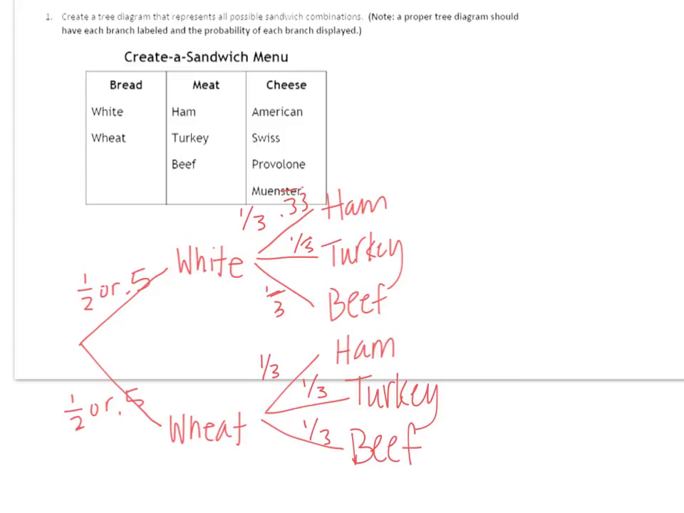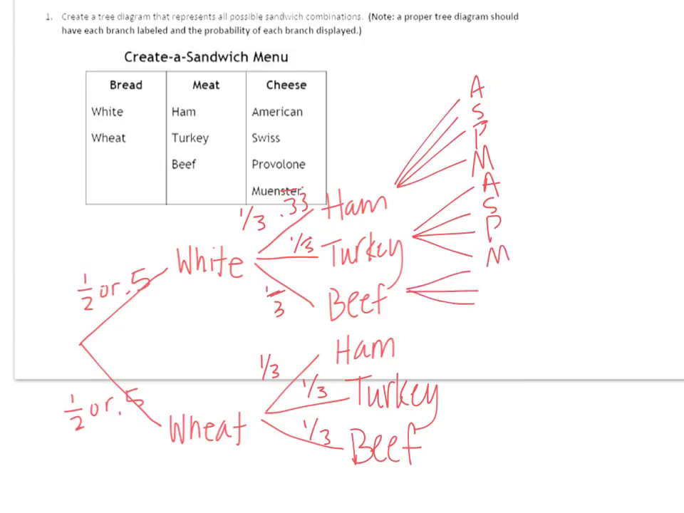Then we go on to cheese, which has 4 possible outcomes: American, Swiss, provolone, and Munster. There is no way I'm writing all that out on here. Feel free to do that on your paper, so I'm going to abbreviate it by the first letter. Each of the meats is going to have 4 possible cheeses: American, Swiss, provolone, that's a P, and Munster.